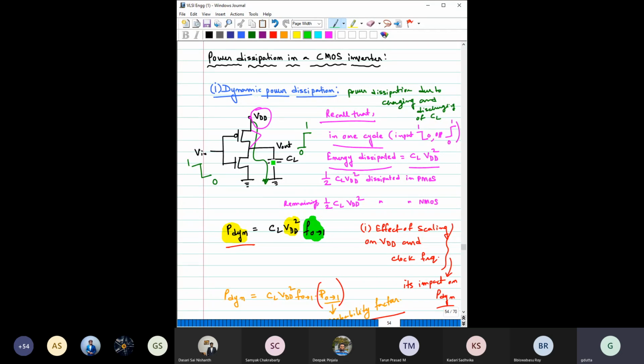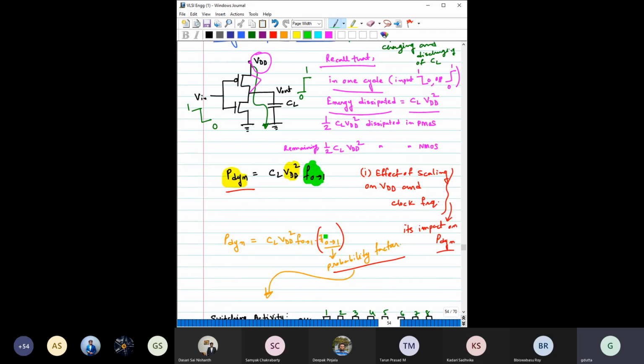Dynamic power dissipation is when you are changing the output from 0 to 1 or from 1 to 0. We have seen that to charge this capacitor, power is only consumed from this VDD source, and to charge it means to change the output from 0 to 1. The required power, which is the dynamic power dissipation, can be given by CL VDD square into the frequency of this change in output node from 0 to 1.